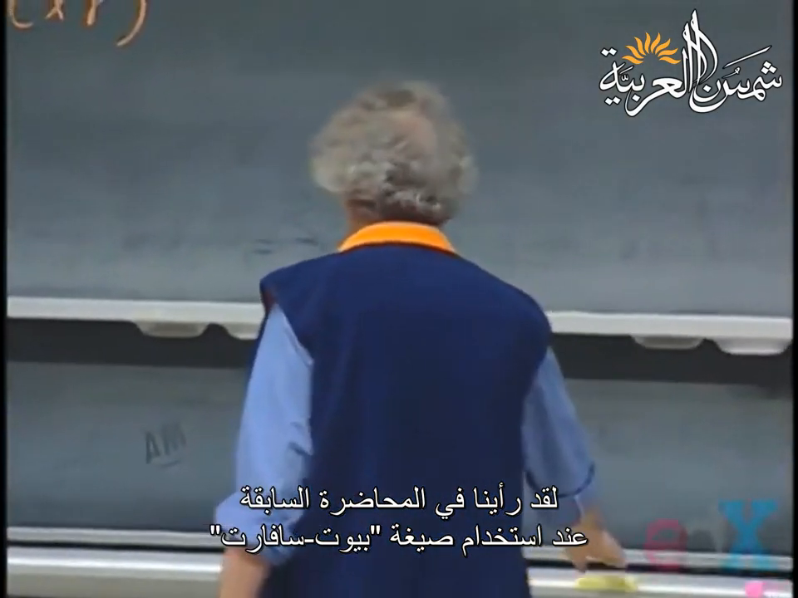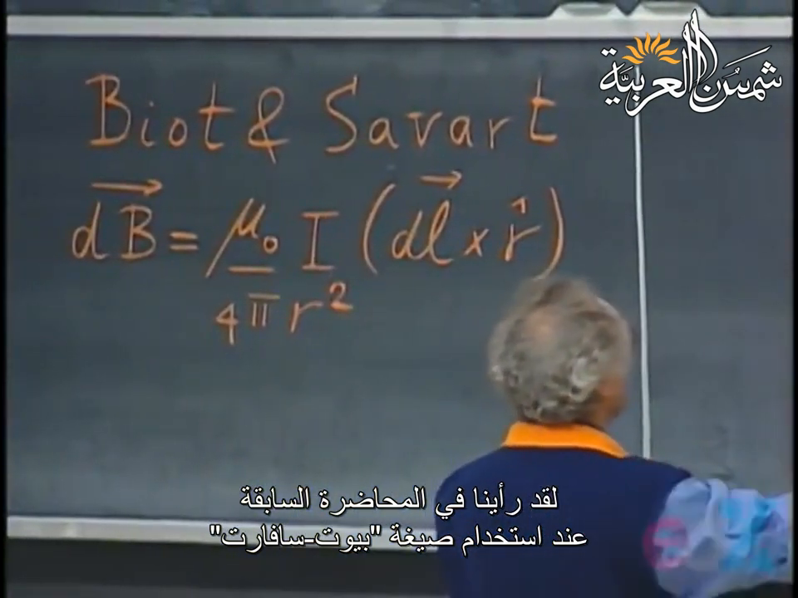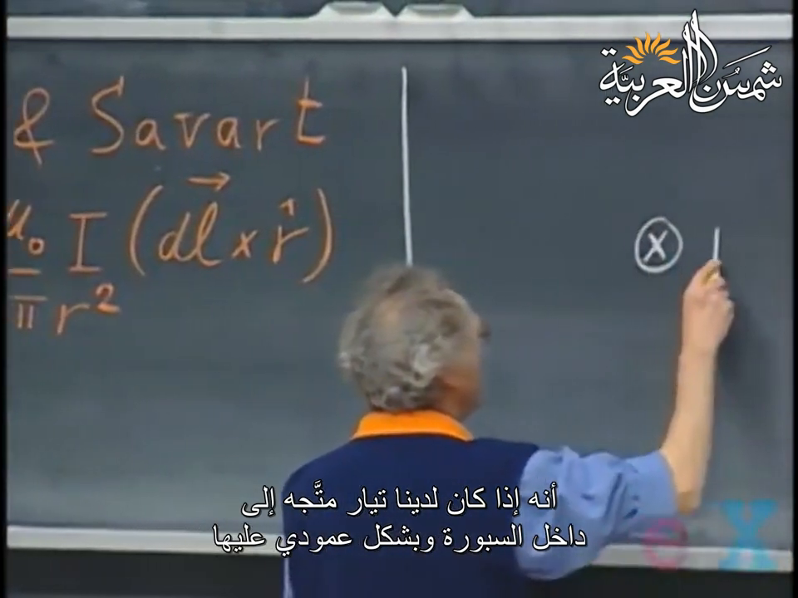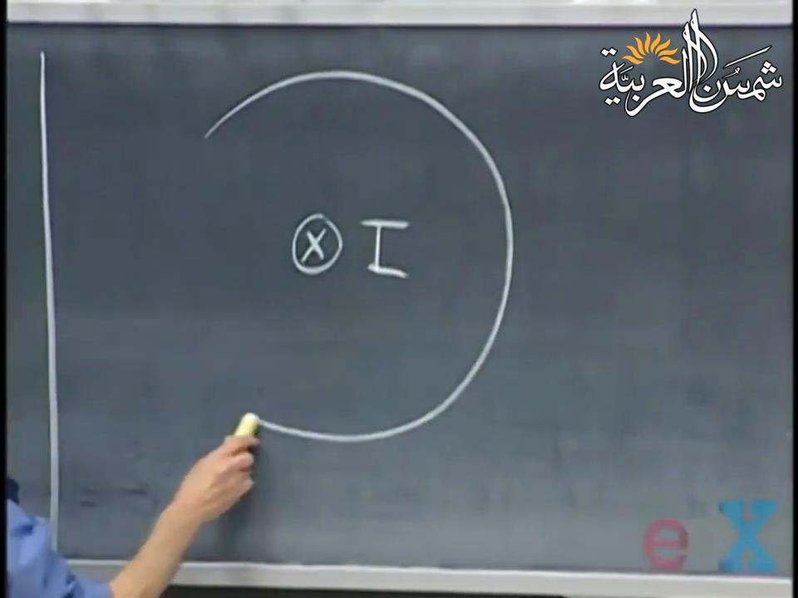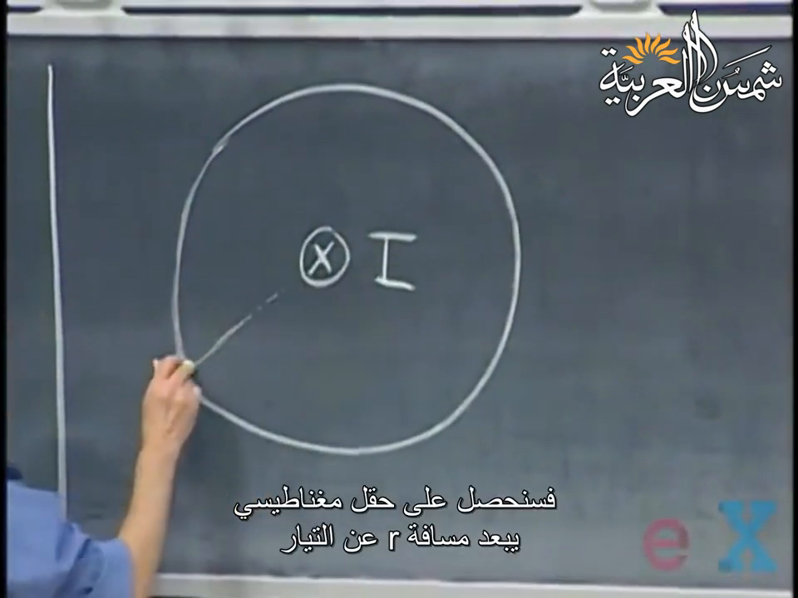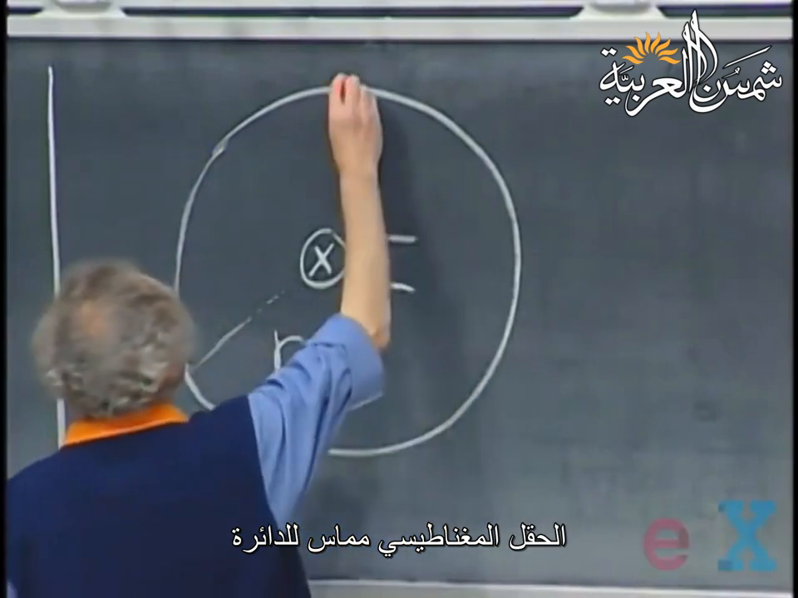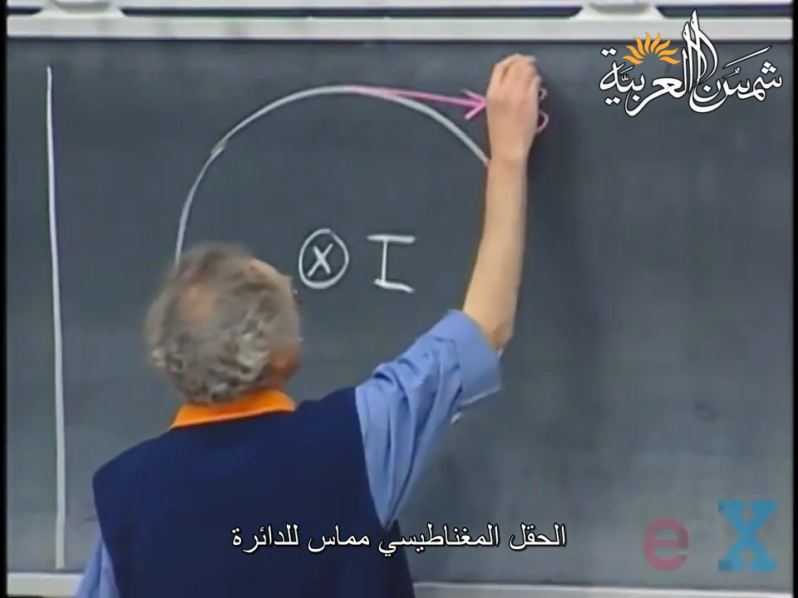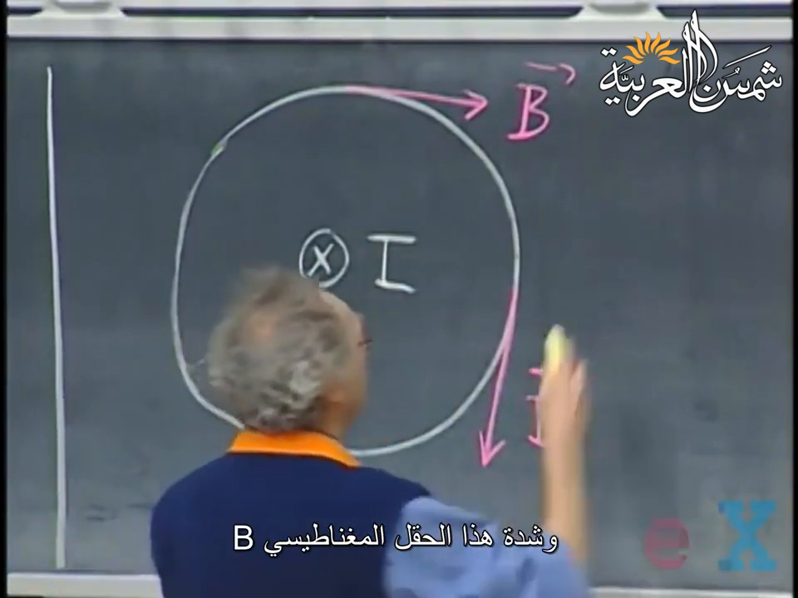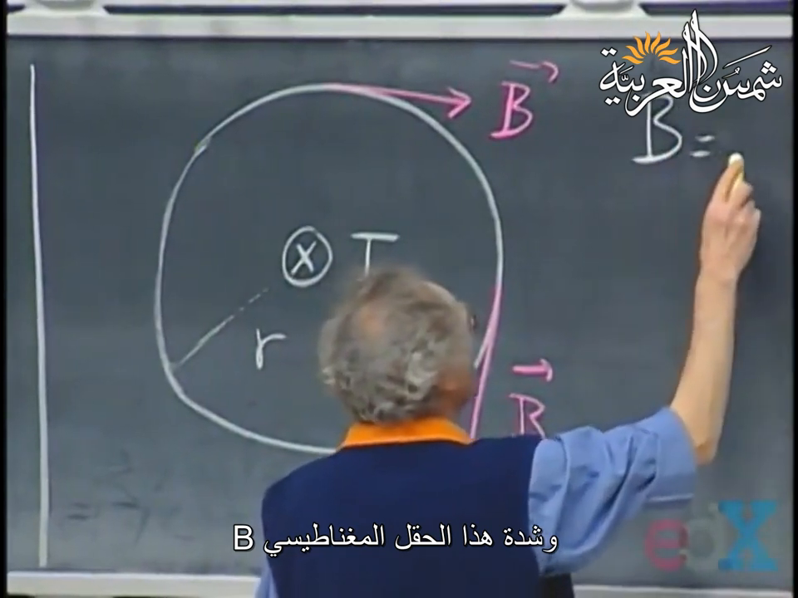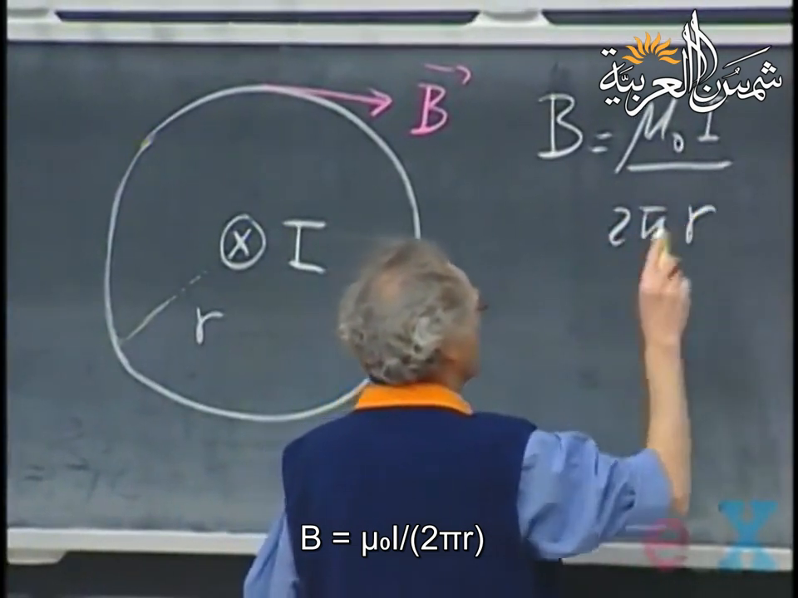We've seen last time, using Biot and Savart's formula, that if you have a current going straight into the blackboard, perpendicular to the blackboard, we get a magnetic field at a distance r. The magnetic field is tangential to the circle, and the strength of that magnetic field equals mu 0 times I divided by 2 pi r.